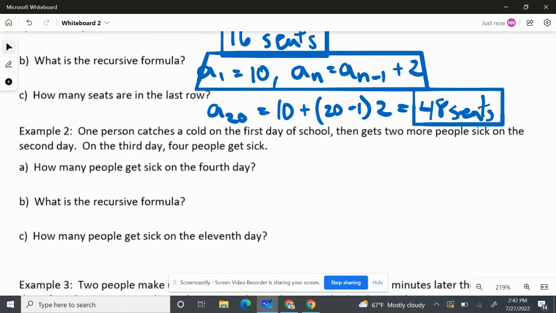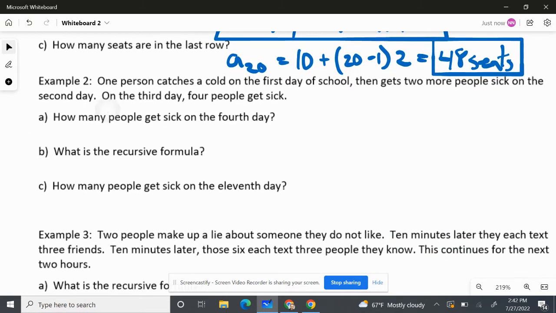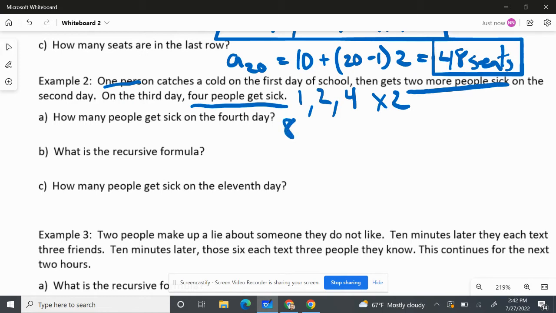Now, for example 2, one person catches a cold on the first day. Then 2 more get sick on the second day. And on the third day, 4 people get sick. So we have 1, 2, 4. This time we're multiplying it by 2 each time. So on the fourth day, if I multiply 4 by 2, I get 8 more sick people.